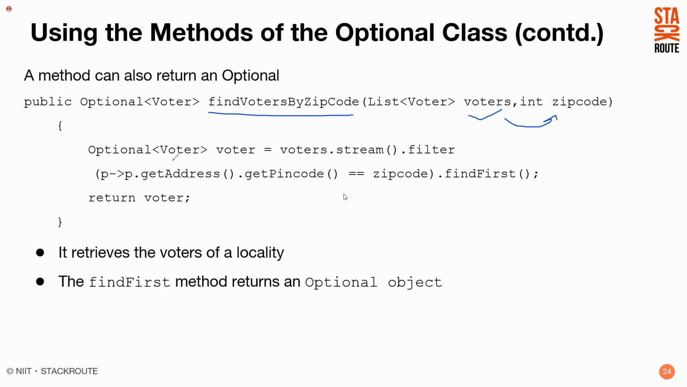So optional of the type voter class, object name equal to, I'm traversing all the list, stream filter. I'm taking the address. In address, I'm checking the pin code. And if the pin code matches with this, in order to retrieve the result, optional provides a method called find first. So whenever you have a collection of values where I want to find the first element in my sequence, I can use find first.